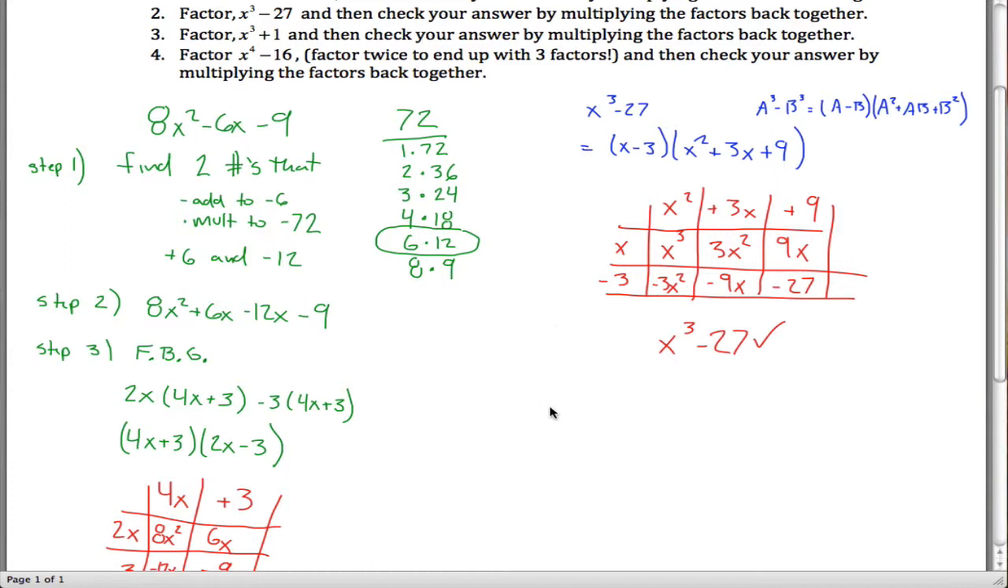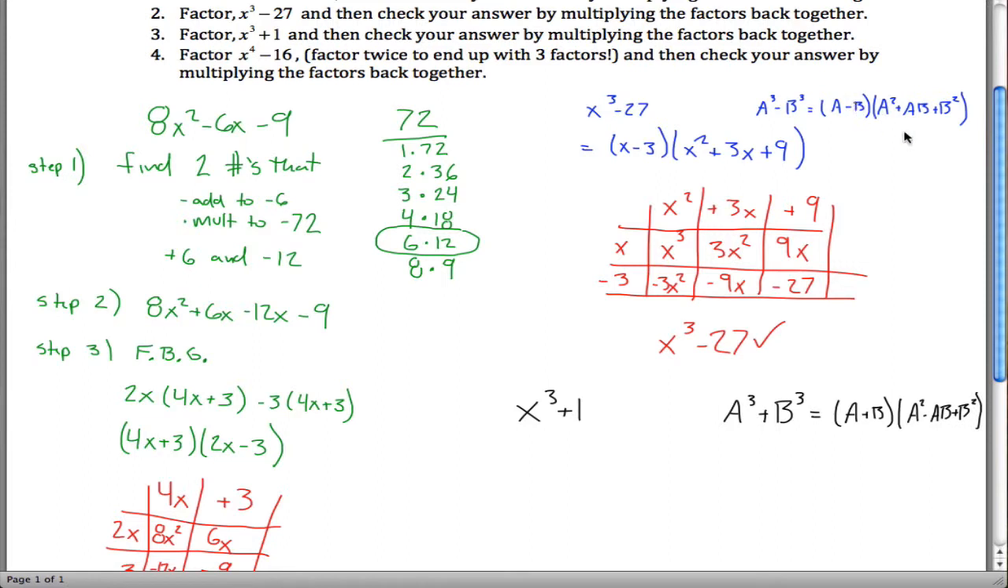The third one says factor x cubed plus 1. Maybe I'll use a different color. Let's make this one black. X cubed plus 1. This here is a sum of cubes. So kind of like we had above, we're going to have a formula. And the formula for sum of cubes is a plus b cubed is the same as a plus b times a squared minus ab plus b squared.